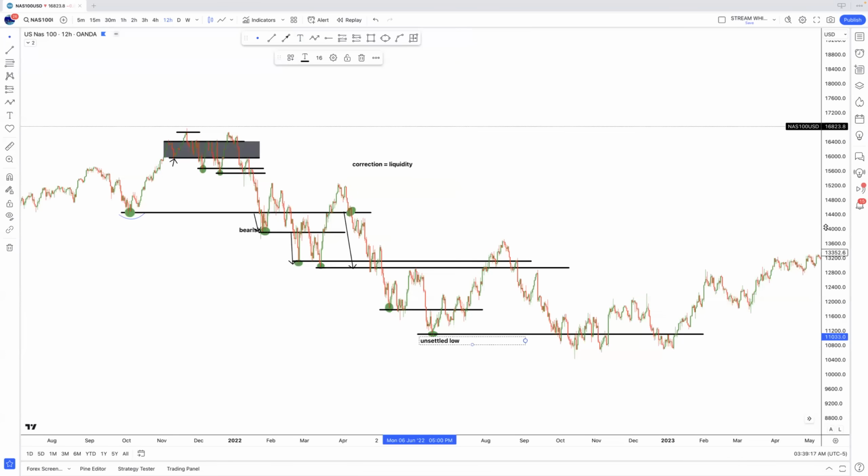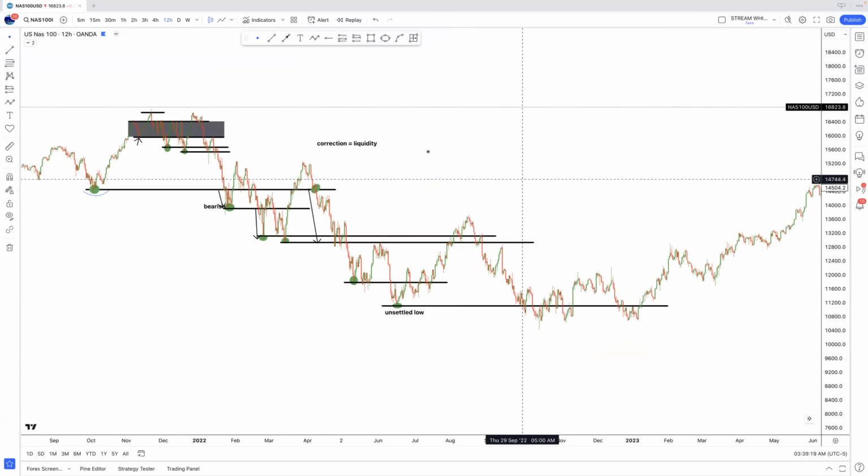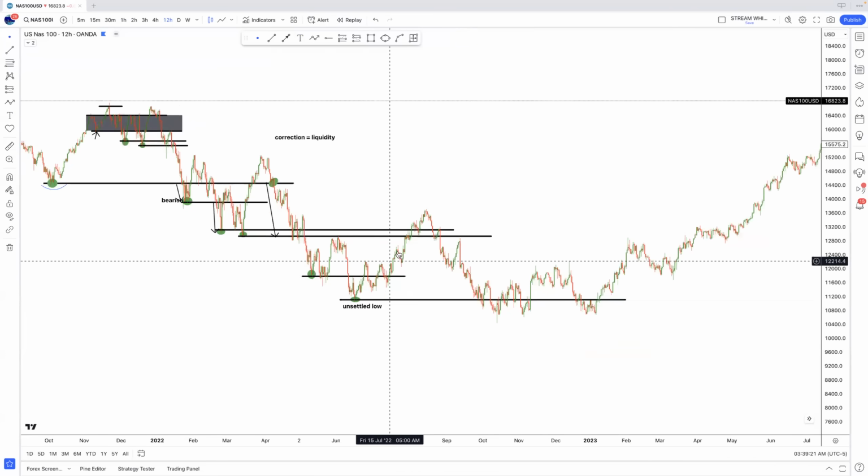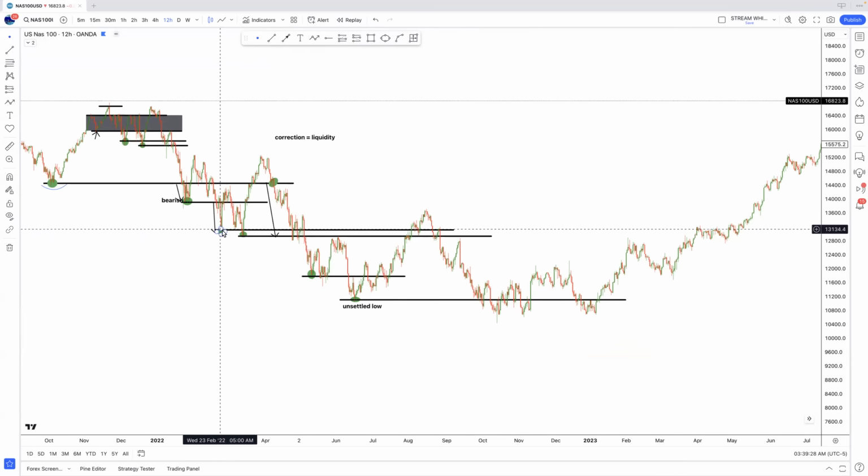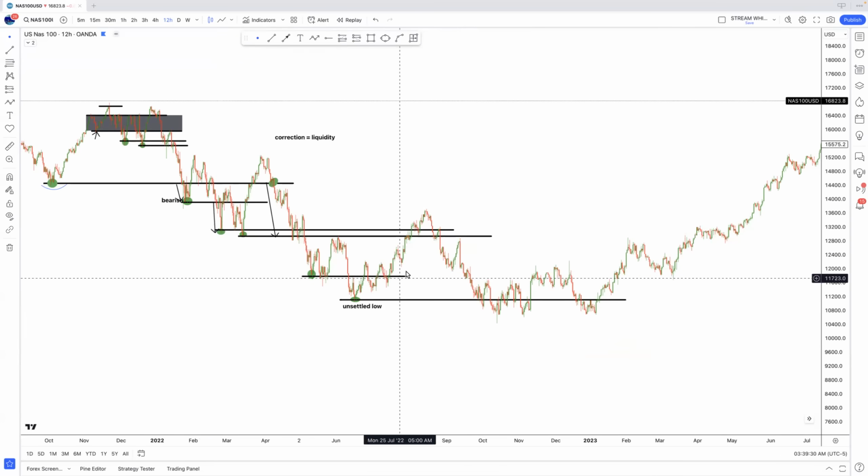But let's focus on this downtrend that we've been on a daily. We see price correct itself, grabbing as much liquidity as possible. And then we start seeing price progress under these low levels again. And we're going to target that unsettled low once price is under these bearish levels once again, giving us confirmation.